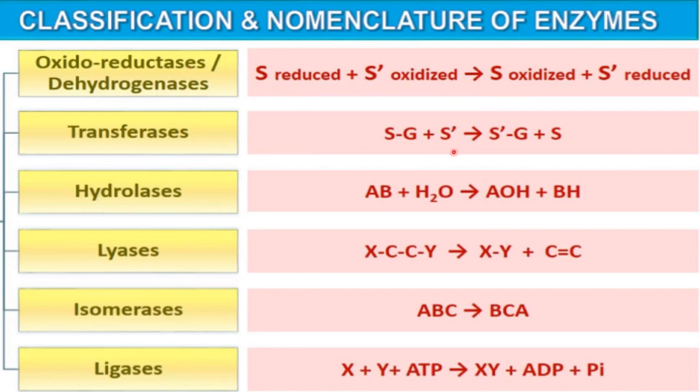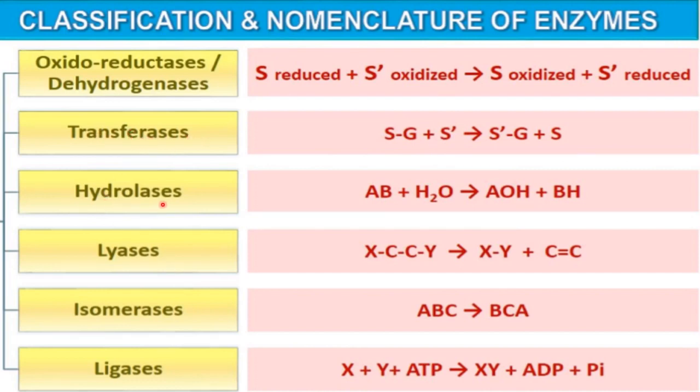Then transferases. Here in transferases, this G is a group, and any group can be there. It is attached with this substrate S. So what is happening here? There is transfer of the group from this S to this S1, right? Due to the enzyme action, this G will get attached here with this S. That's why, because these transfer the group from one molecule to another molecule, these are transferases.